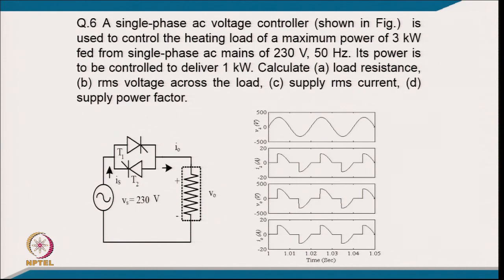Coming to another example, a single phase AC voltage controller shown here in the figure is used to control a heating element of maximum power 3 kilowatt from single phase AC mains of 230 volt, 50 hertz. If the power is to be controlled to deliver 1 kilowatt, calculate the load resistance, RMS voltage across the load, supply current RMS, and power factor. After putting in the values, you can see the supply current, and this is the output voltage across the load in both half cycles because it is an AC controller, and that is the current. Supply current and load current are the same because it is a series circuit, but you will certainly have harmonics as well as reactive power.